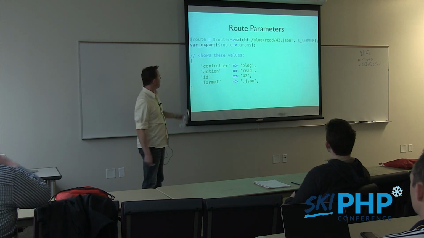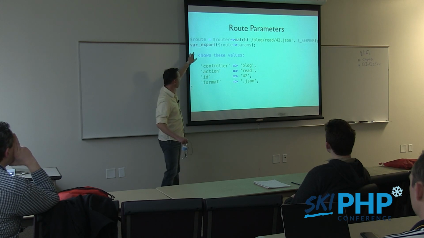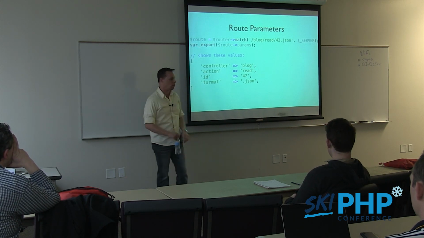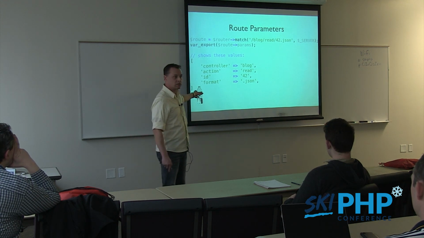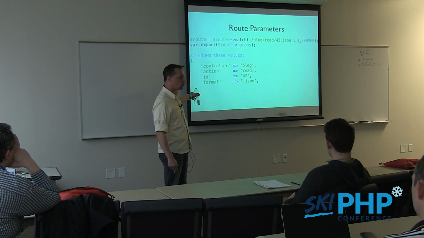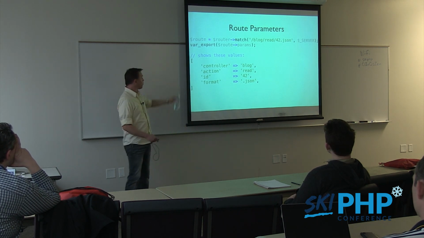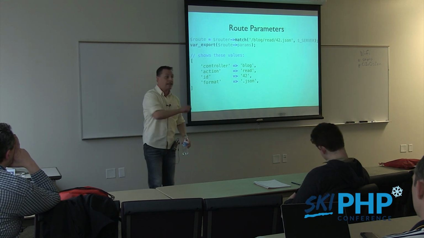So we get back our route parameters. So let's match blog read 42 JSON, get the route params. Gives you back these values, the controller, the action, the ID, and what the format was. And as we noted earlier, this is where the router stops. Doesn't try to create a class for you, doesn't try to dispatch it to anything. That's the part you have to do yourself. Once this is done, doing dispatch is trivially easy any way you want to do it.